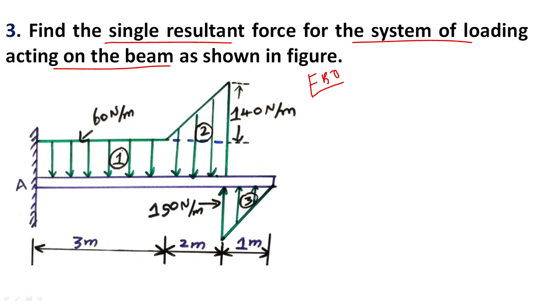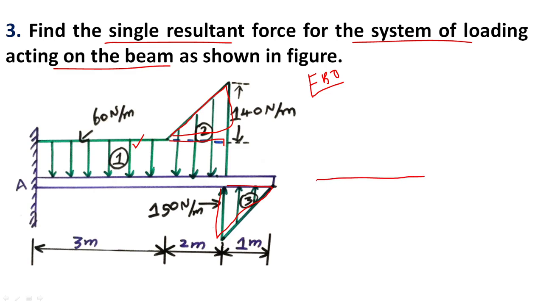This is a uniformly distributed load and a uniformly varying load. Both loads are acting on the beam: this is uniformly distributed, and this is uniformly varying load, and this is also uniformly varying load acting on the beam. So we want to convert the uniformly distributed and uniformly varying loads to single forces. First we want to draw the free body diagram.